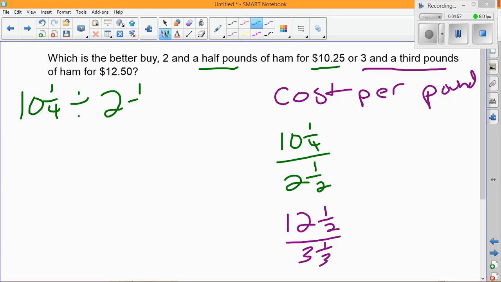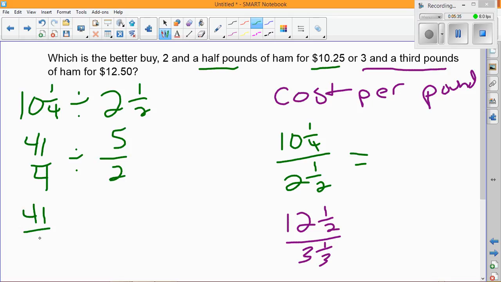I'm going to rewrite my first expression. And in order to divide fractions when they're mixed numbers, we first need to make them into improper fractions. So to make 10 and 1/4 into an improper fraction, I've got to figure out how many fourths that would be. Well, there are 4 fourths per whole. So 4 times 10 would be 40, and then we have to add that 1/4, so it'd be 41 fourths divided by, and there are 4 halves in 2, 2 times 2 is 4, plus 1 more is 5 halves.